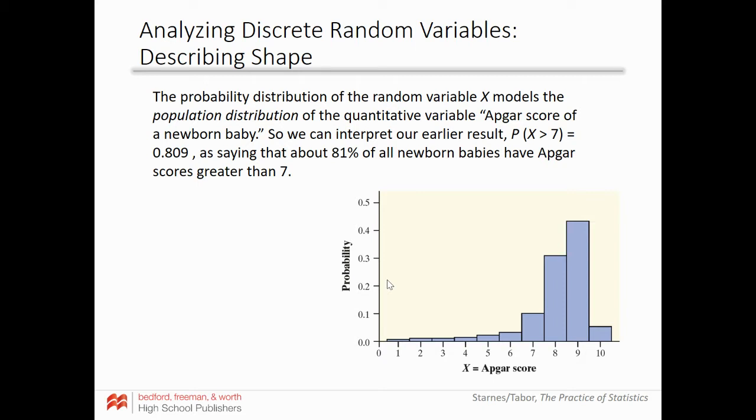So we can interpret our earlier result. The probability that x is greater than 7 would be adding the probabilities of 8, 9, and 10. Probability of 8 is just over 0.3. Probability of 9 is probably like 0.45. Probability of 10 is maybe 0.5. So together, this is going to be right around 0.8. It's hard to see because we don't have the exact numbers, but you can still pull the information from the histogram, knowing the probabilities are on the y-axis.